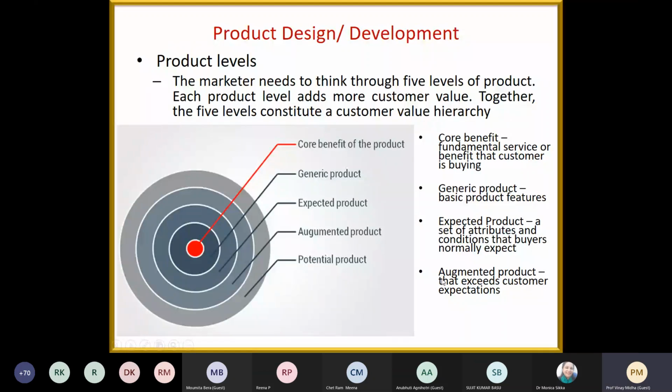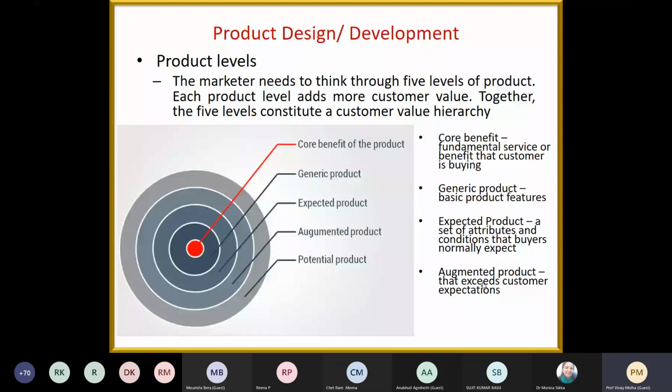Now augmented means that it will have more features which will exceed the expectations of the customers. Customers are not demanding these, they are not expecting them, or maybe they are not aware that these particular things are also possible in our products. So you add those types of features. For example, you add stain proof. You add soil resistance property. So these particular things will make it an augmented product.